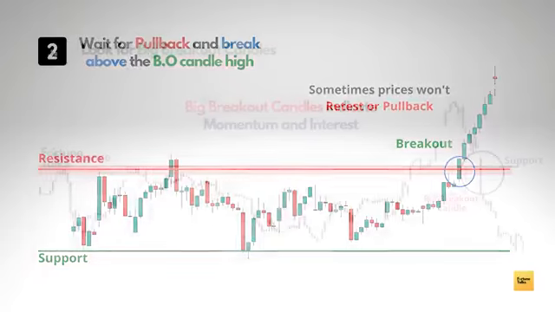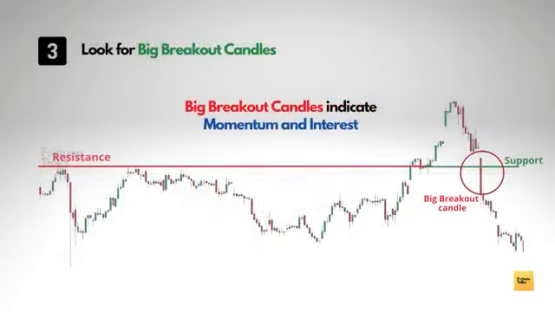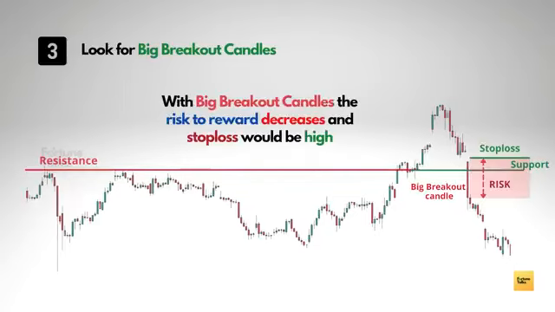Now the third point is to look for big candlesticks, which will indicate that there is momentum behind the breakout, and you have to check for large breakout volume, which is higher than the previous volume. But on the downside, a very large candle means that you have potentially missed a hefty part of the move. So it can right away affect your risk to reward as well as the placement of your stop losses.